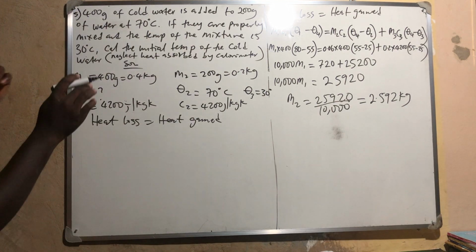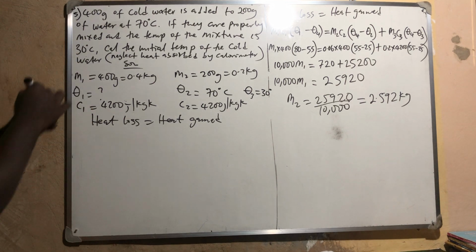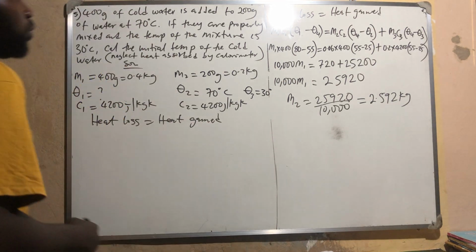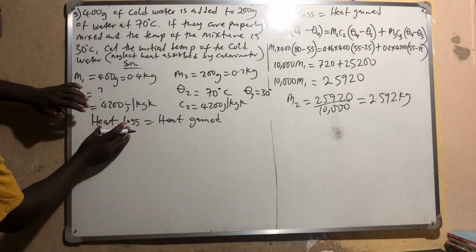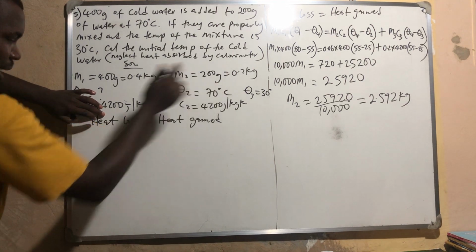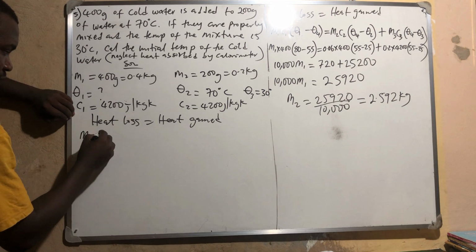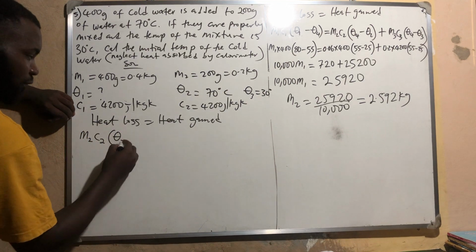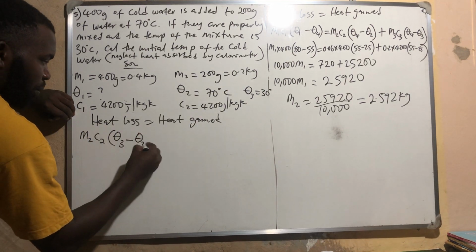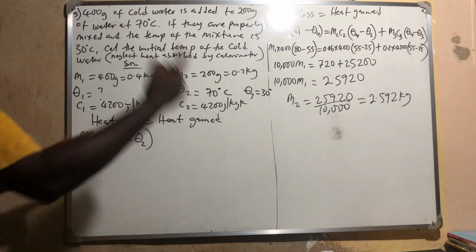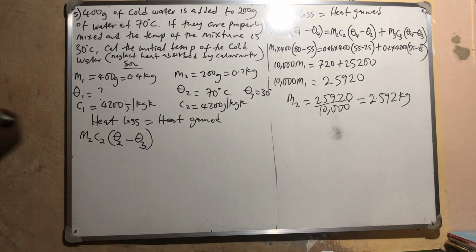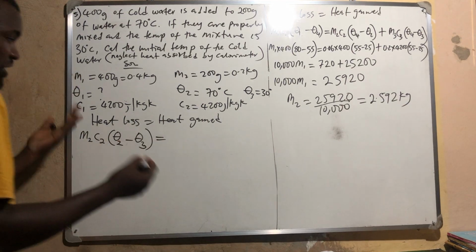Please, you should be very, very careful about the one losing and the one gaining. Cold water will gain heat. You understand? The hot one, the one that is at 70, is already hot, he will lose energy. So for heat loss for this one, M2C2, the change in temperature should be what? It's supposed to be theta 3, the final temperature, minus theta 2. But since it is a loss, it is not a gain, so you will now change it to theta 2 minus theta 3. Very simple to understand.